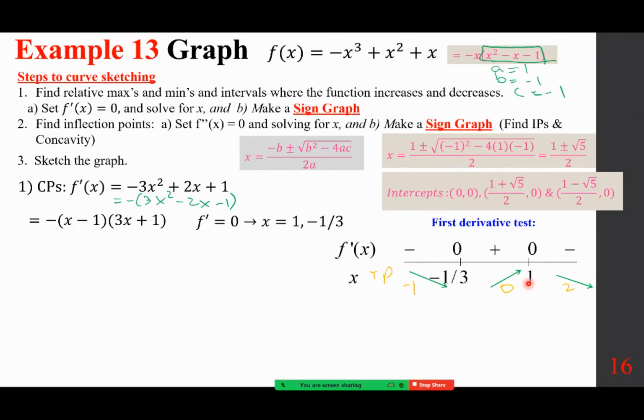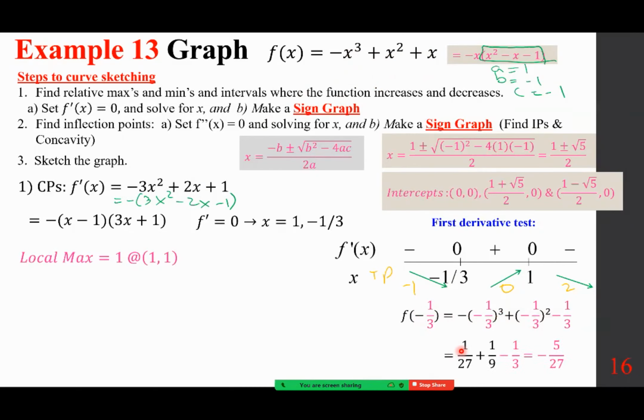But what is the local min? You have to plug in -1/3 and evaluate it. The local max is 1, because just plug in 1 very fast, you can see the answer. If you plug in -1/3 and evaluate it, so we have a minus. -1/3 to the power of 3 is -1/27. With this negative becomes +1/27. Plus -1/3 squared makes it +1/9, and this is -1/3. And I'm assuming we can all add up, and we get -5/27. So local min is -5/27 with this pair.